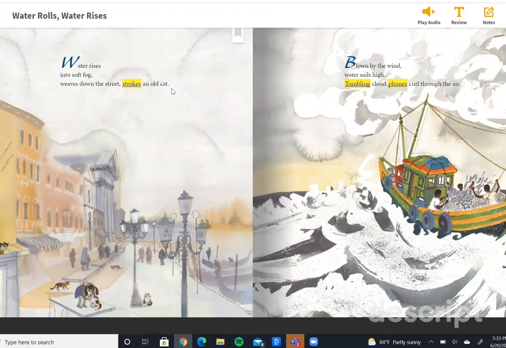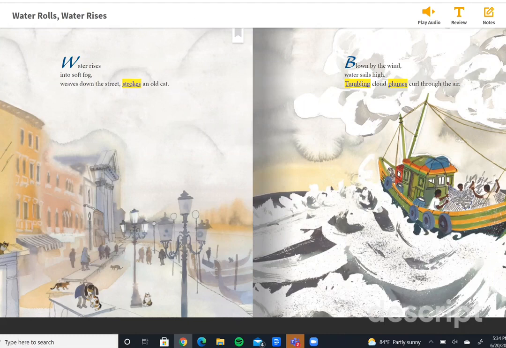Hmm. Let's think about that, boys and girls. I know that fog cannot stroke a cat. It doesn't have hands. When we stroke a cat, we take our hands and we rub it softly and slowly. So I'm imagining that this is what the author wanted me to think about. The author wanted me to think about what I would do if I were stroking a cat, because the author wanted me to understand how the fog moves slowly and calmly down the street. And of course, we know this is another thing that water does. It rises, becomes fog. So that was a great example, boys and girls, of figurative language.